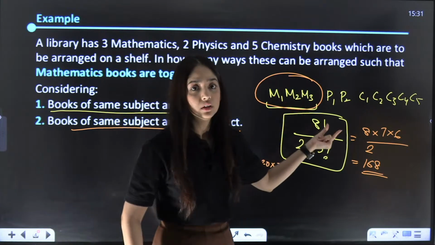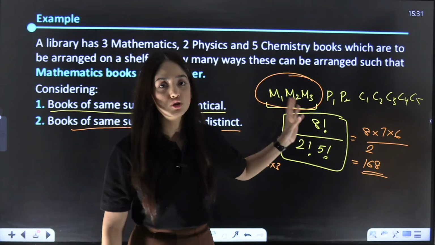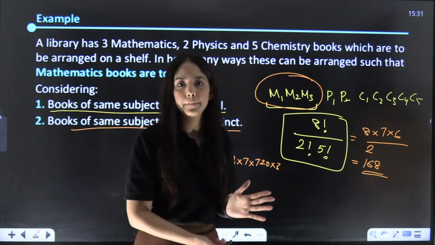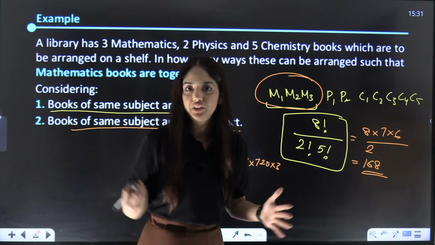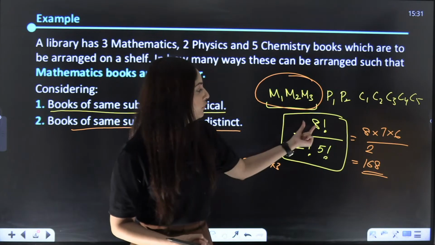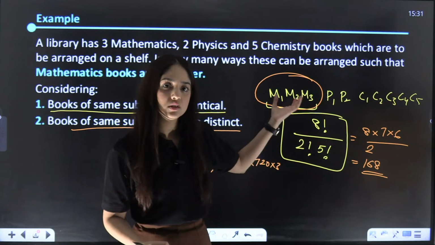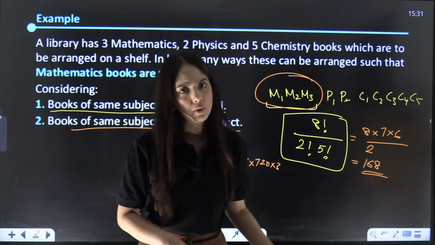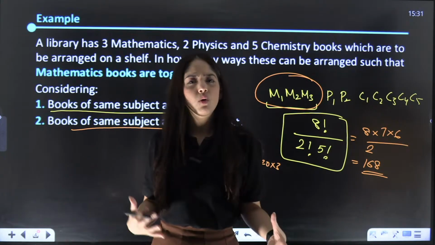So here the M books were identical. That means only one arrangement is possible, M, M, M. There is no M1, M2, M3. All three are identical, so we did not have to multiply with anything. This one object is just one object. Okay, let's take a look at more problems. You will get more clarity.